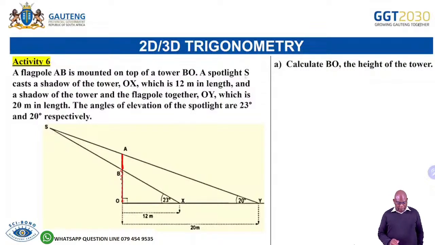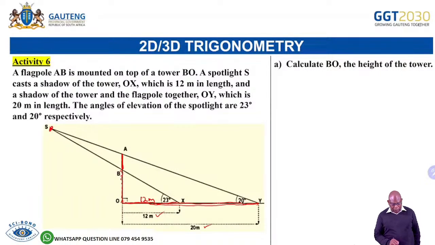A spotlight S. There's a spotlight S there, which casts a shadow of the tower OX. So OX here is the shadow of the tower, which is 12 meters. So the 12 meters is given. Already I know that that line there is 12 meters, right? And the shadow of the tower and the flagpole together will give us 20 meters in length. So that is given also. So the whole length from here to there is 20 meters.